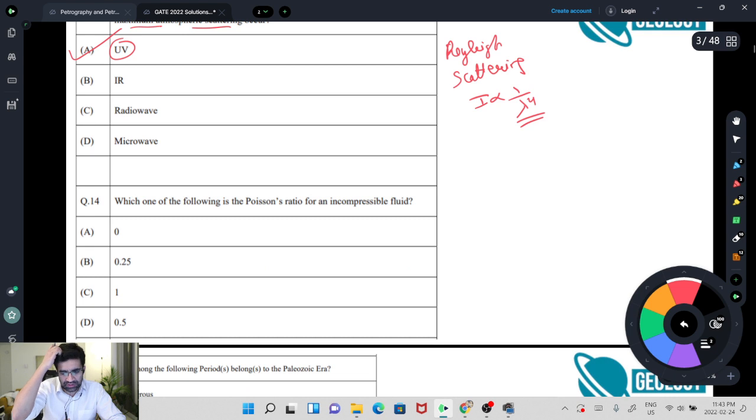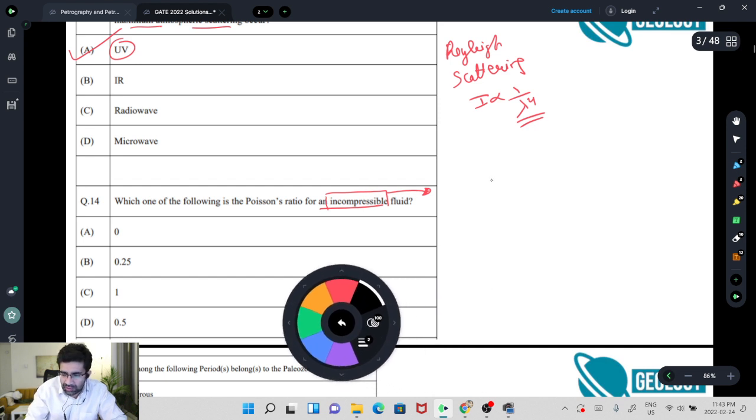Which of the following is Poisson's ratio for an incompressible fluid? So the keyword here is incompressible. First of all, what is Poisson's ratio? Poisson's ratio is equal to transverse strain by axial strain. So this is transverse strain and this is axial strain, and both are infinitesimally small.